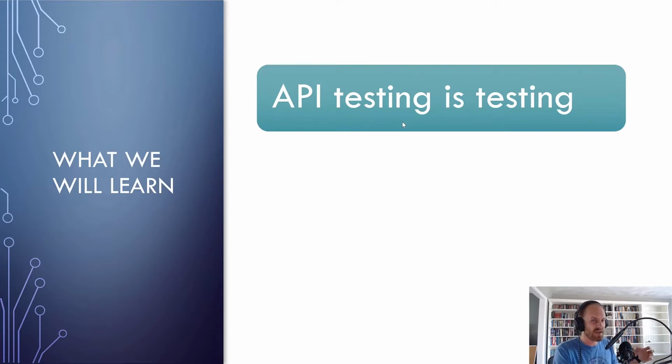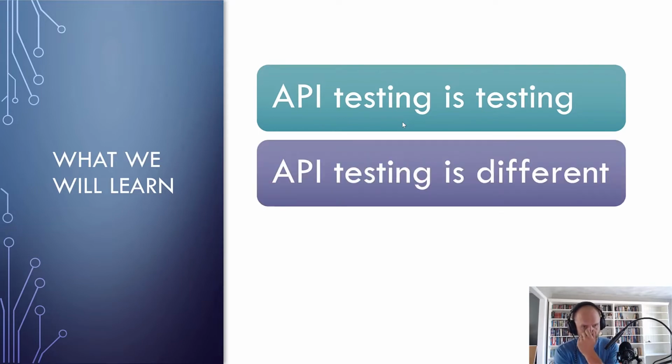The first one is API testing is testing. So sometimes we can get caught up in the API side of API testing, and we think it's all about learning APIs and how to manipulate APIs and how to use APIs, but we can't forget the testing side of it too. API testing is still testing. However, it is different, right? API testing isn't the same thing as manual testing. It's not the same thing as user interface testing. It is different, and so there's some different things that we need to pay attention to when it comes to API testing. And so we'll look at some of those things.